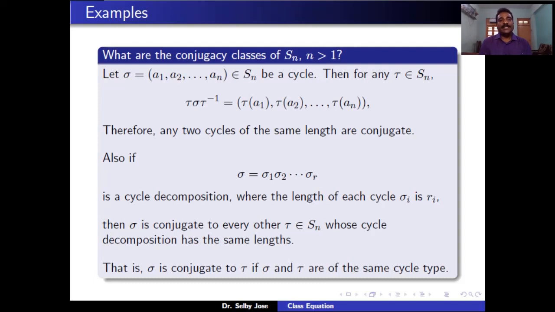But we also know that any permutation sigma in S_N can be written as a product of disjoint cycles. So if sigma is equal to sigma_1, sigma_2, ..., sigma_r, where the sigma_i are cycles, and this is a cycle decomposition of sigma, where each sigma_i has length r_i, then sigma is conjugate to every other tau in S_N whose cycle decomposition has the same lengths. That is, sigma is conjugate to tau if sigma and tau are of the same cycle type.